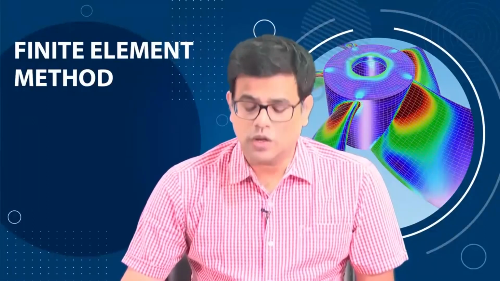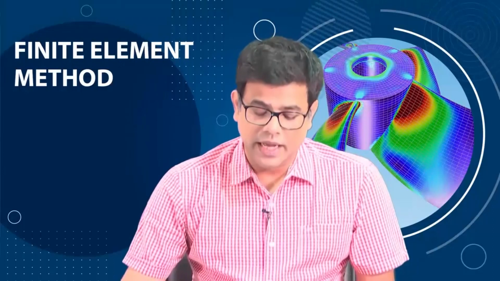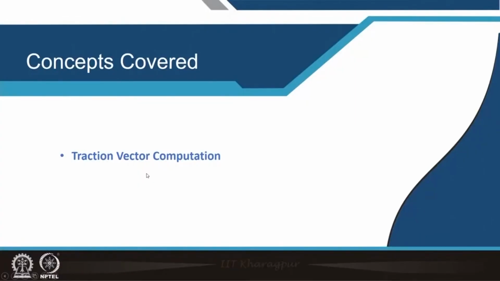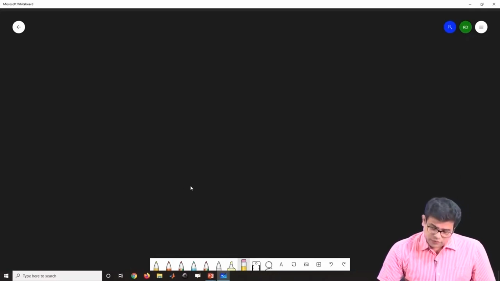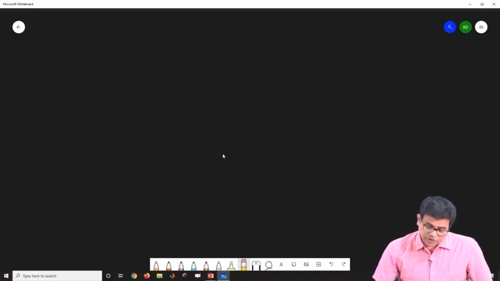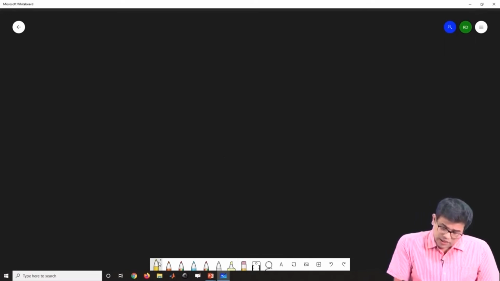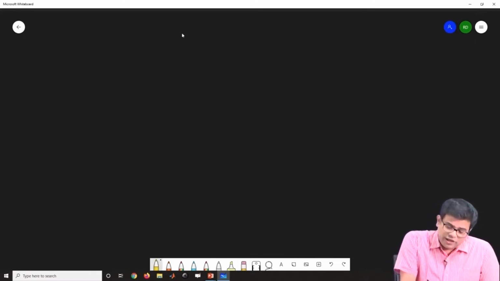Now, in this lecture, we will derive another important component, the traction vector or traction force, how it will look and how to compute it. So, the traction vector computation for a CST element. To start with, briefly I will tell what we have done.